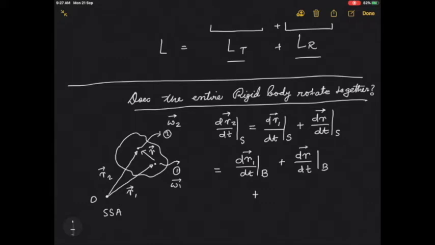Plus, r1 is fixed because I have rotation with respect to that axis. So what I will get is omega cross r. I could have written this here itself. Right?